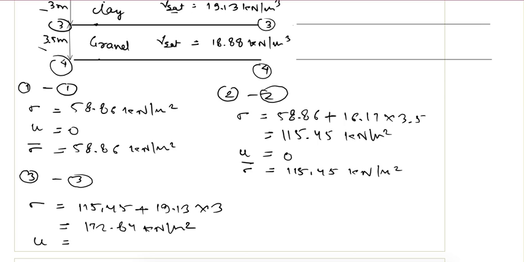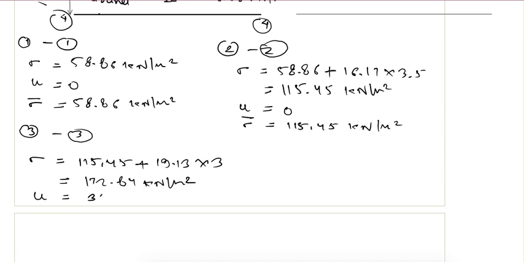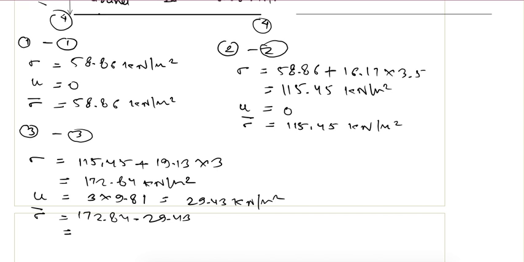And pore water pressure will be there because water table is above 3 meter from this point at section 3. So pore water pressure will be there for a depth of 3 meter. So it is equal to 29.43 kilonewton per meter square. And effective stress is 172.84 minus 29.43. So from here it is 143.41 kilonewton per meter square.